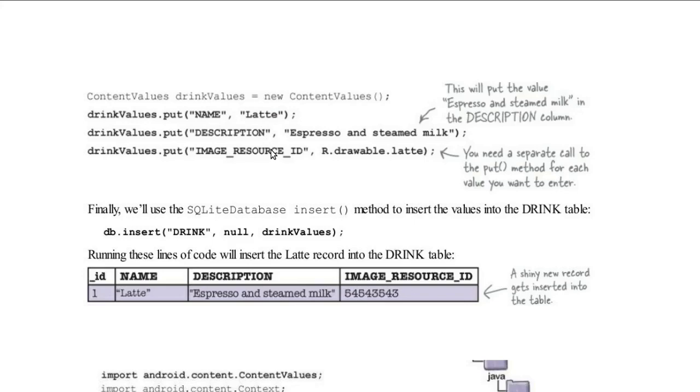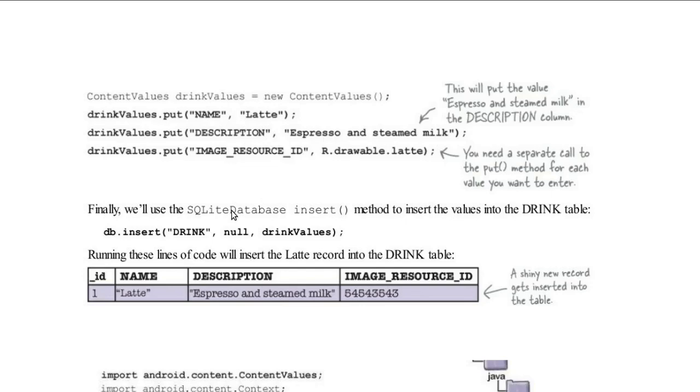We have a ContentValues object. What is a ContentValues object? It is like a key-value pair. We first have to create the object, so the object name here is drinkValues. Then we have to put the key values. In our case, we have a name column, a description column, and an image resource id column. We have to put all these things, and then we have the key-value pair. For the name we have latte, that is the name of a coffee, and then the description, that is espresso and steamed milk.